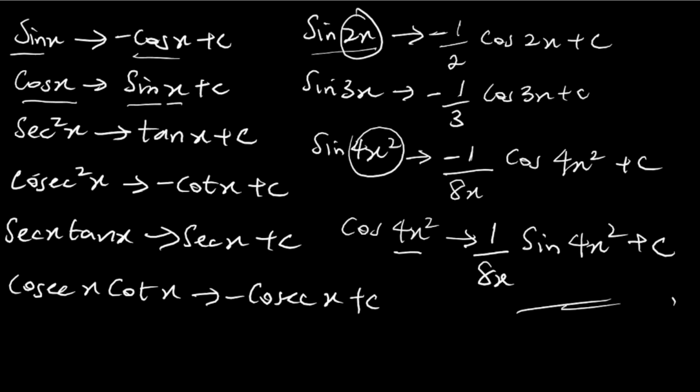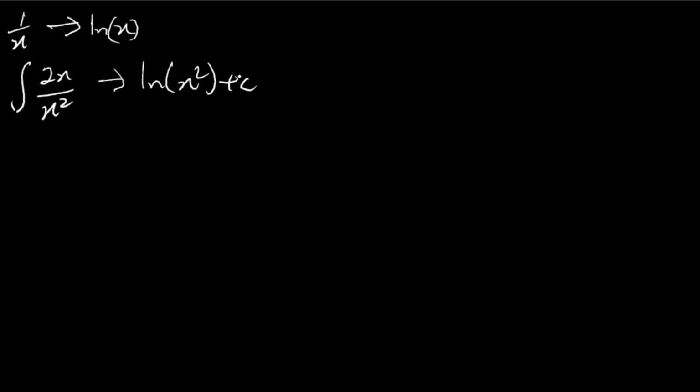So now let's talk about the next aspect of this. We want to talk about the ln part of it. That is, the integral of 1 over x is ln x. Now looking at this, I'll explain some things you need to know. Let's say we have the integral of 2x divided by x squared. This is more like saying the answer is ln x squared plus c. How did I come about this?